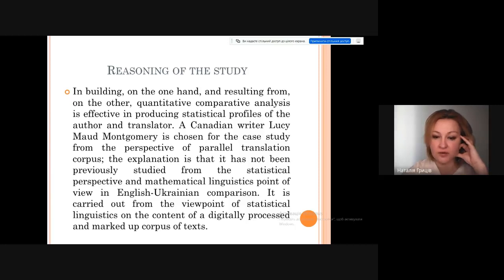It is carried out from the viewpoint of statistical linguistics on the content of a digitally processed and marked up corpus of text. We need to specify as well that we approach the translated text from two points of view. One is statistical and another one is the realization that the translated text is a product, human produced, so to say, human-centered.